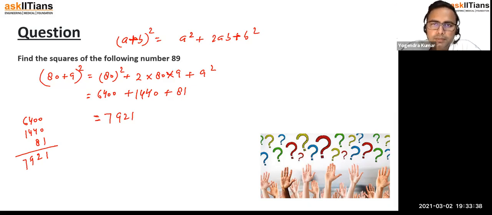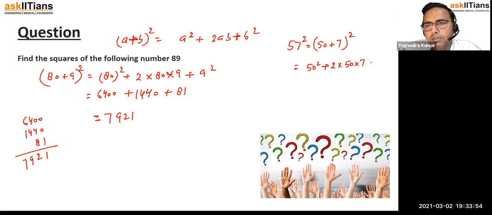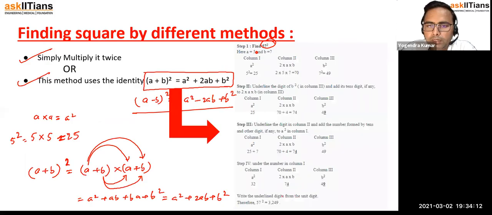I hope you got the idea, right? Same way, the previous question 57 also we can do the square like this only. 50 plus 7 whole square. So what we can do? 50 square plus 2 times of 50 into 7 plus 7 square, right? So what are we getting? 2500 plus what here? 700 plus 49. So what we can say? 49 here, and now we can add it. So 2 here and 3 to 49, right? That is what we are getting the answer.